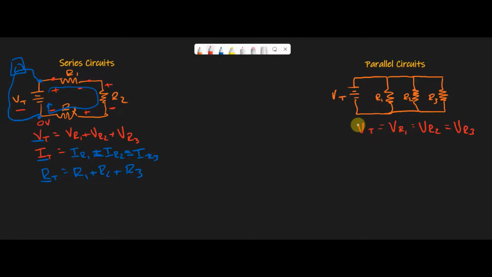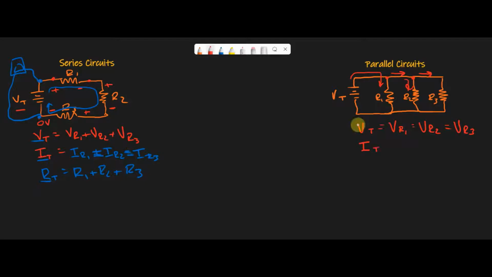Now, my current, though, is different. Current, when it comes to a node, splits. So if I have current coming out here, some current goes this way, some current goes this way. And then when I get to this node, some current goes this way, some current goes this way. And it's not the same. It splits.